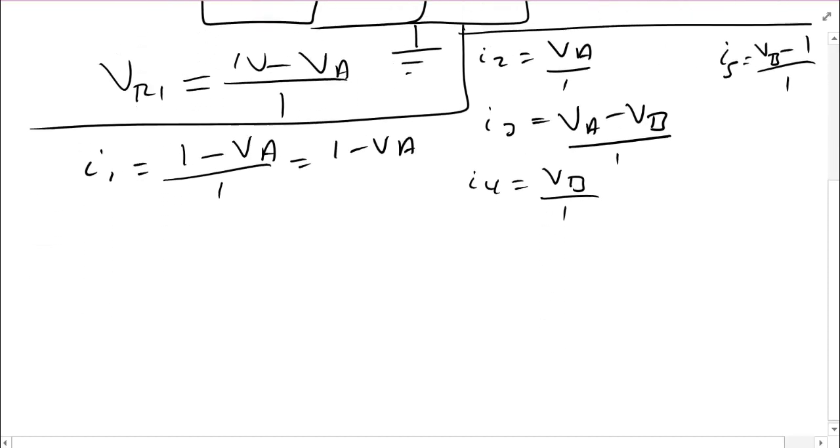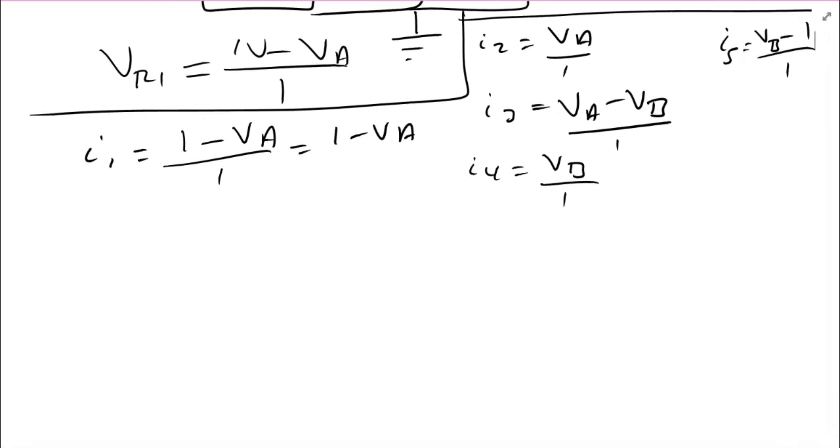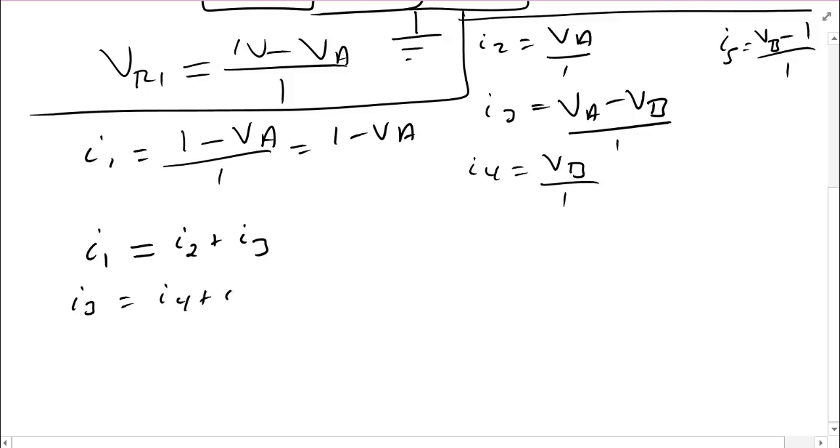Now that I have these expressions, I can start to combine them using KCL. So, by KCL, I1 flowing into the node has to equal the sum I2 plus I3. Similarly, I had that I3 is equal to the sum I4 plus I5. This is now using KCL.